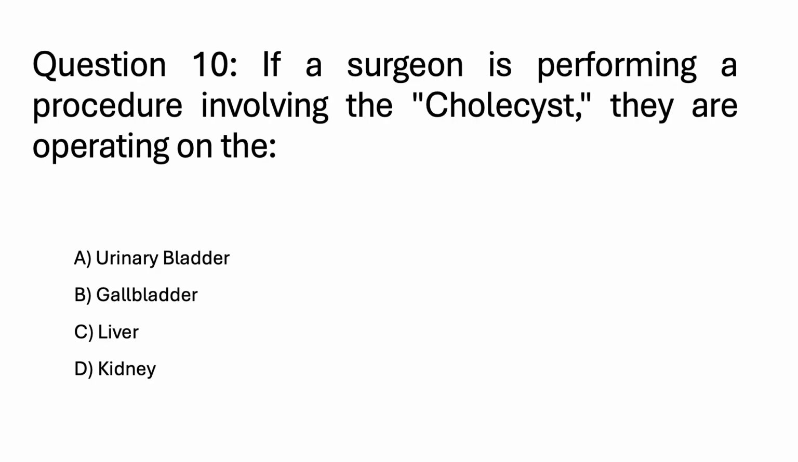Question 10. If a surgeon is performing a procedure involving the cholecyst, they are operating on the A. Urinary bladder, B. Gallbladder, C. Liver, D. Kidney.